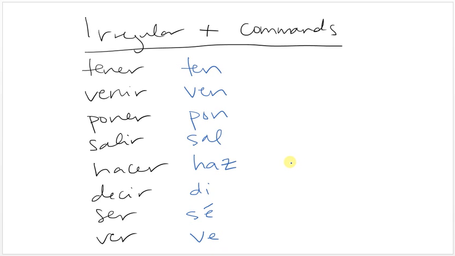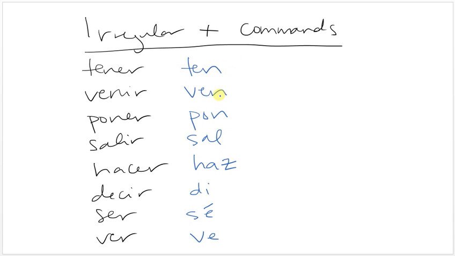And of course, just like everything else, there is a song to remember these. So if you are familiar at all with Hava Nagila, which is a Jewish song, we're going to use that for our irregular positive commands. So if I'm telling somebody to do something, remember this means have, come, put, leave, do, say, be, and see. And it goes to Hava Nagila.